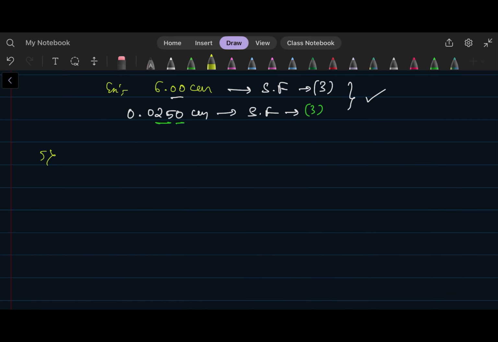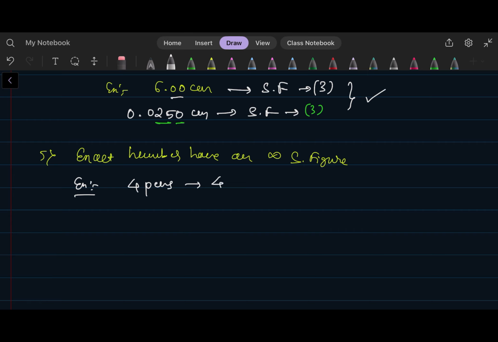Last, the 5th rule, that is exact numbers. This is an important one. Exact numbers have infinite significant figures. How is this possible? Let's see. Example, if I take 4 pens, I can also mention it as 4.00. It means the same only. And the zeros after the decimal we have to consider also. If I write 4.000000 like this, that is also equal to 4 pens only.